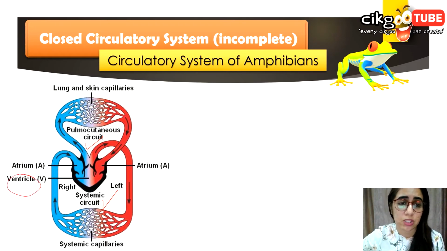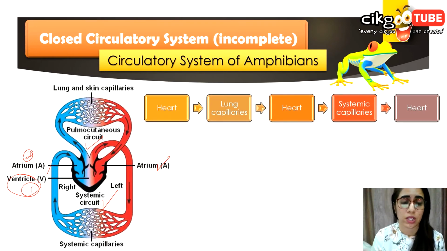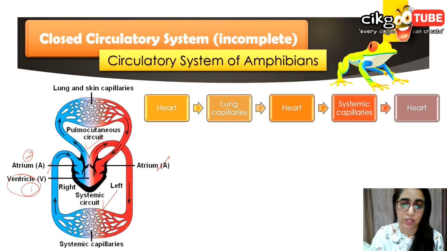Now, why does the mixing of blood happen here? Because the heart of an amphibian has only three chambers. They have the two atria, the right and the left, and only one ventricle. So mixing of blood happens in the ventricle. Now let's look at the blood circulation of the frog. The blood flows from the heart to the lungs and then back to the heart, and then again to the systemic capillaries, which is the body cells, and then back to the heart. So this process is to transport oxygen and carbon dioxide to and fro of the heart.